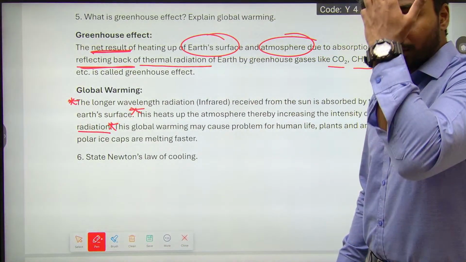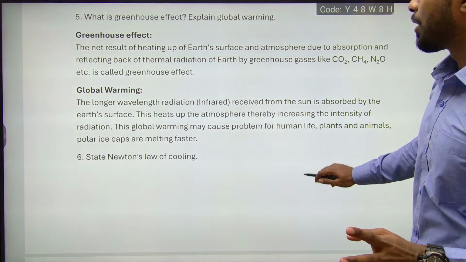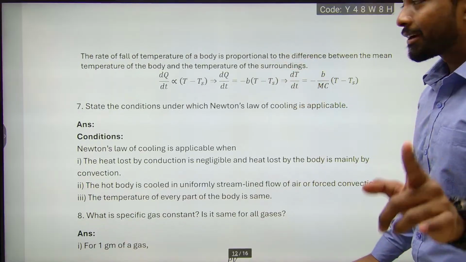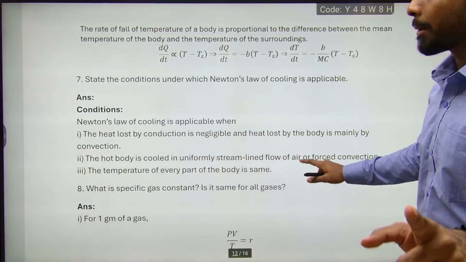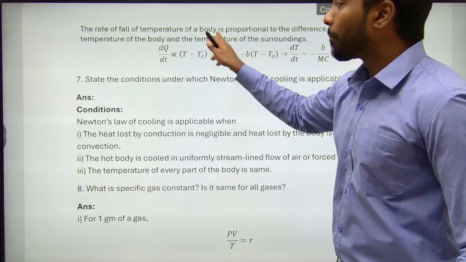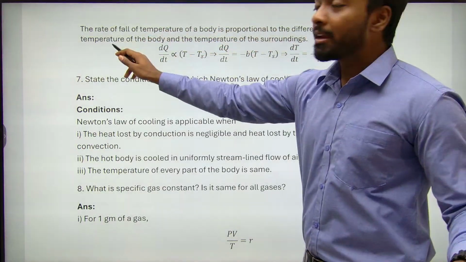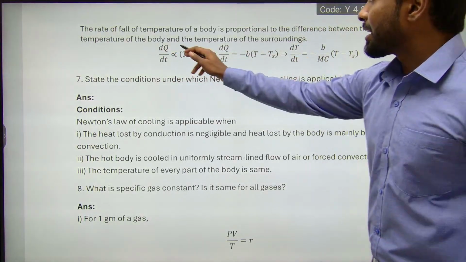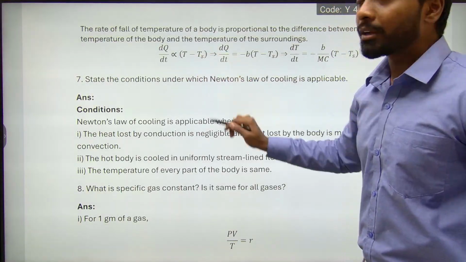Got it? Okay. So the next one is, state Newton's law of cooling. The rate of heat loss of a body is proportional to the difference between the mean temperature of the body and the temperature of the surroundings. So the formula is dQ/dt directly proportional to T minus Ts, that is, temperature minus the surrounding temperature.